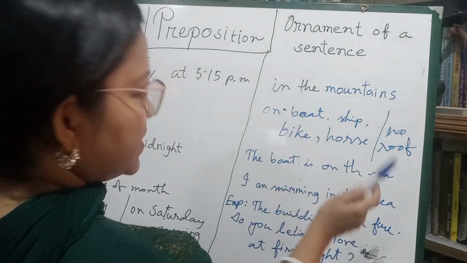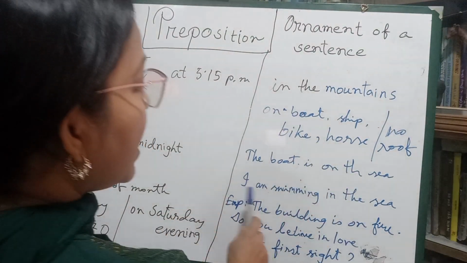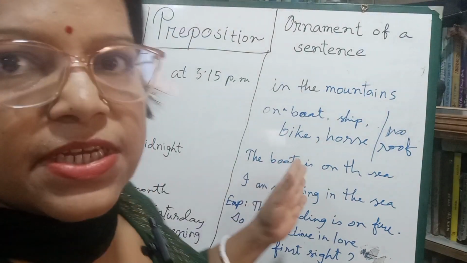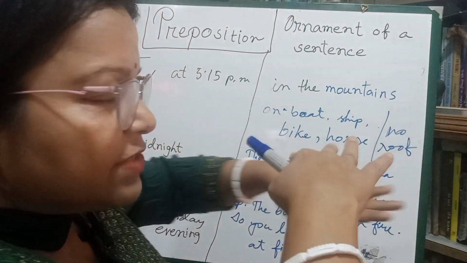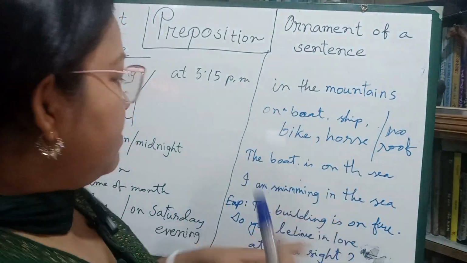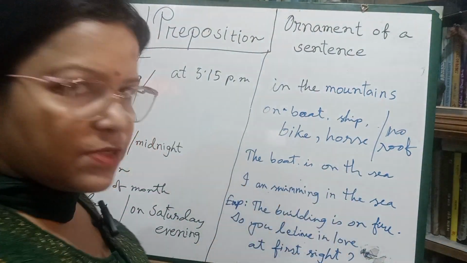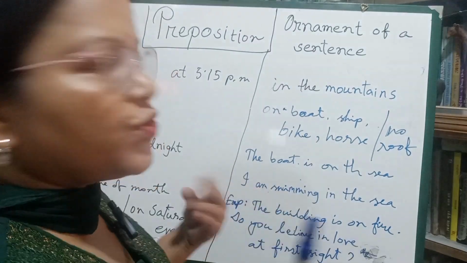The boat is on the sea, but I am swimming in the sea. What is the difference between these? The boat is on the sea, that means it is floating on the sea. But I am swimming in the sea, that means I am physically present over there.